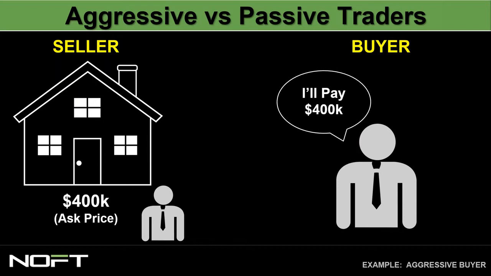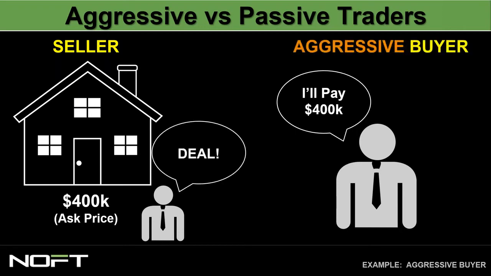Maybe they have a friend that owns a construction company, and they know that the area you live in is going to be developed in the next couple of years, and the price of your house is going to go way up. And now they're an investor, and they're buying it at $400,000, and they're going to sell it for $700,000. That buyer has information that you don't have. The institutions have information that we don't have. And if we say deal because we wanted that $400,000, that buyer is what's called an aggressive buyer.